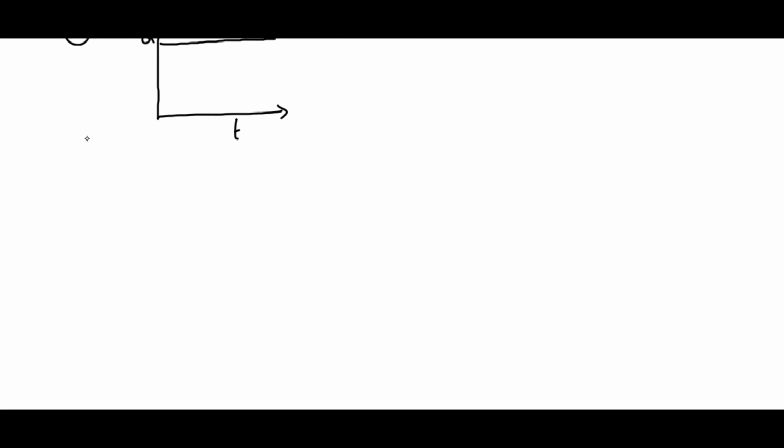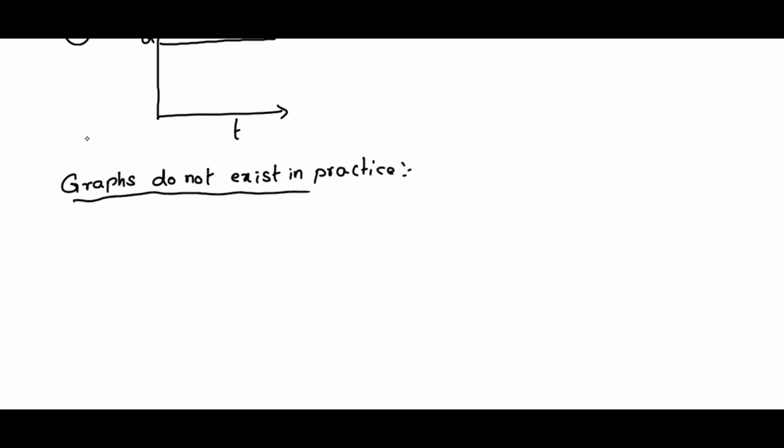Now we will discuss a few graphs which do not exist practically. So the graphs which do not exist in practice. We'll see this. Suppose I am taking an x-t graph, position time graph, like this.